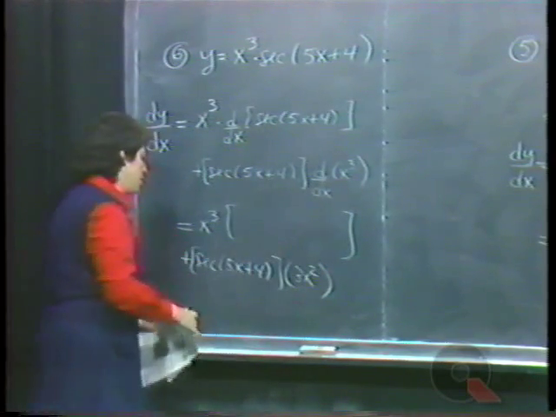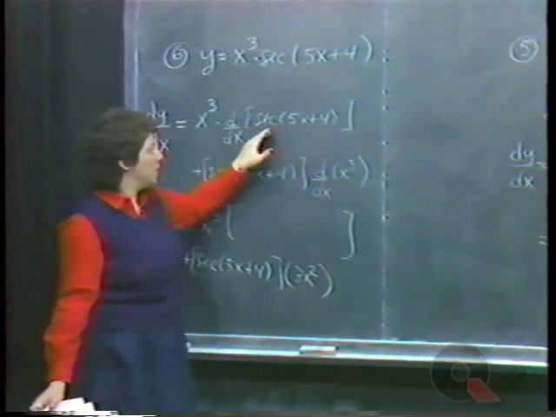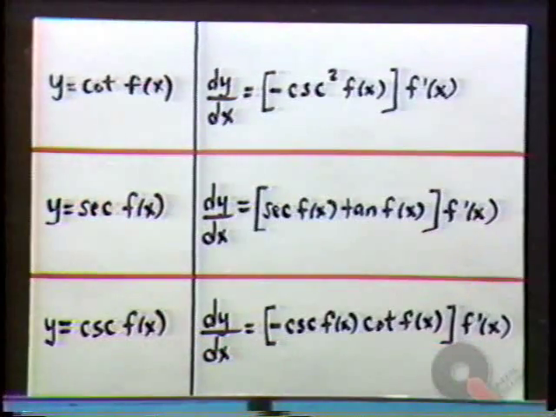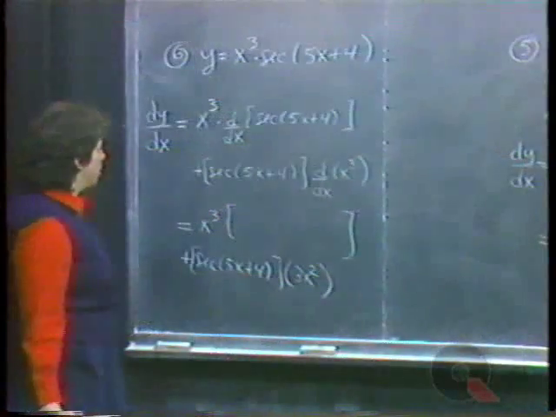So the only thing we need to know here is what is the derivative of secant of something. Let's look at our formula sheet, and we see the middle formula: the derivative of secant of something is secant of the same something times tangent of the same something times the derivative of the something. Let's go back now to the blackboard.